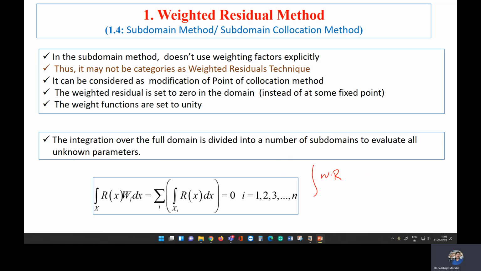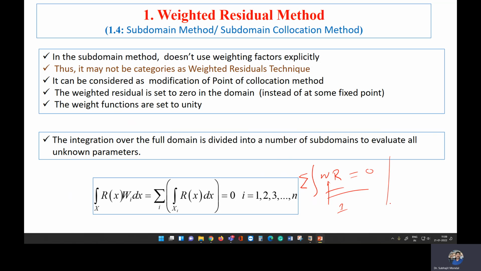And if you have a few number of subdomains, we take the summation of all the subdomains, and we make the error 0 over the entire domain in an average sense. Here you observe that the subdomain method is the extension of our point collocation method, where we assume the weight value is equal to 1. So in that sense, it may not be categorized as a weighted residual method, but here our weight is equal to 1, and we are making the error 0 in an average sense.